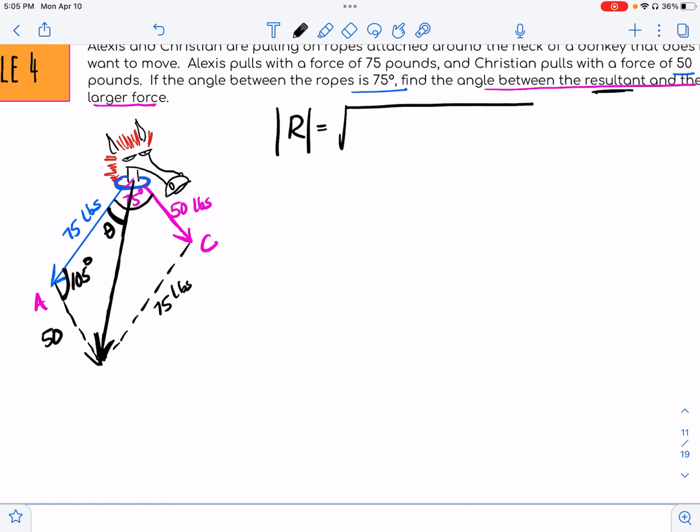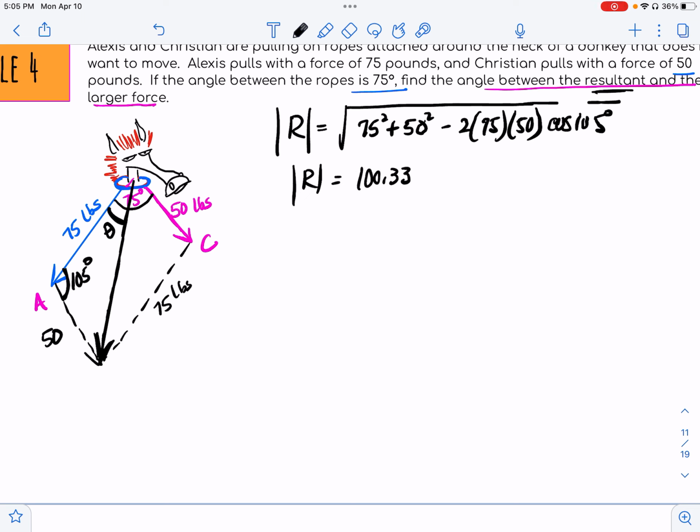Basically, I'm automatically finding its magnitude. Sum of the squares of the two sides minus 2 times the product and the cosine. Plug that straight into the calculator and we should have the magnitude. Let's see. It turns out to be about 100.33 pounds. So the actual force that's acting on the donkey, hopefully without hurting the donkey, is 100.33 in the direction of the resultant vector.